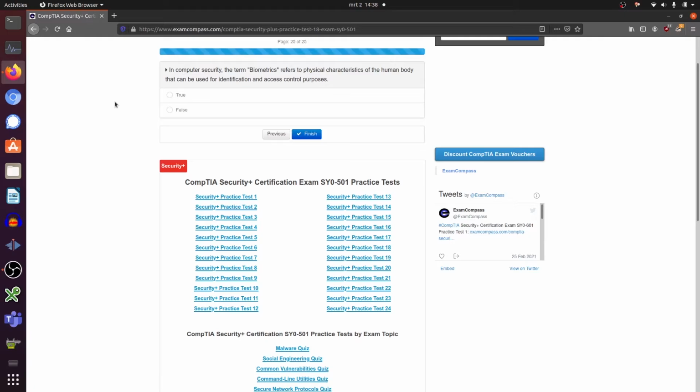In computer security, the term biometrics refers to physical characteristics of the human body that can be used for identification and access control purposes. Yes, could be an iris scan, a voice recognition scan, a fingerprint scan, all the things that make you unique as a person. Finish.